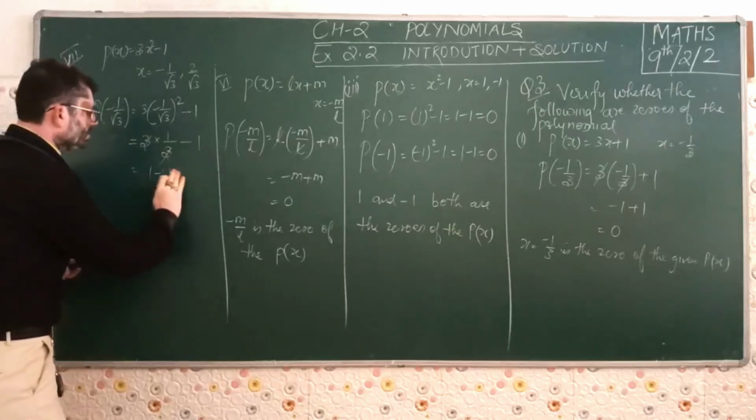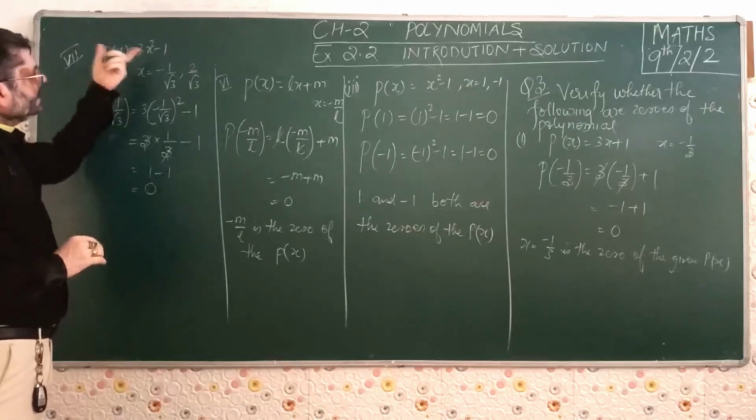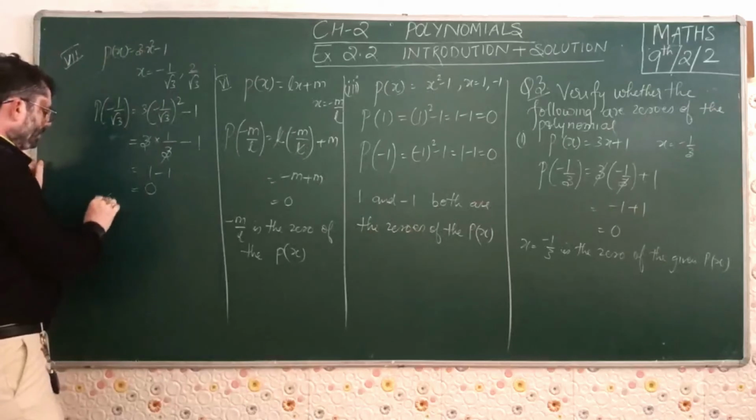So let us check here for your reference. This is 0. That means minus 1 by root 3 is the 0 of the given polynomial. So let's check out for the second also.